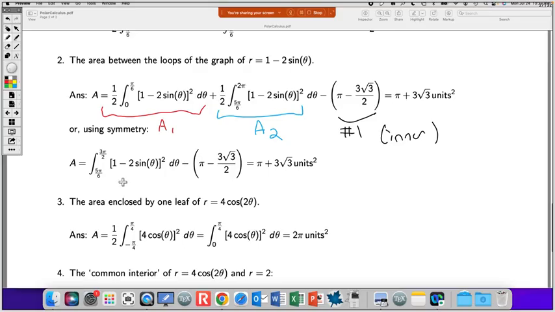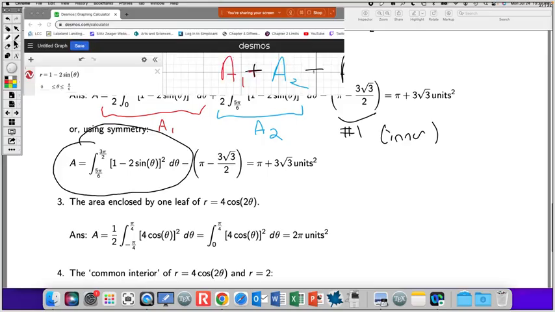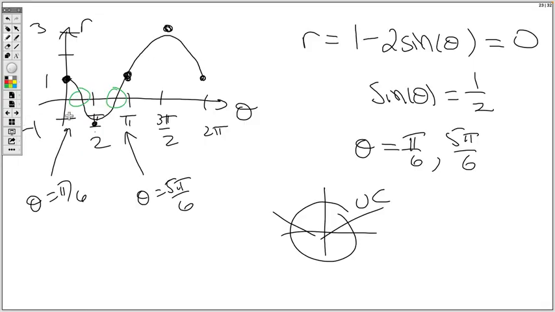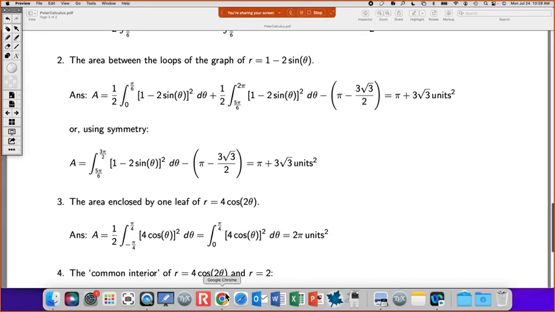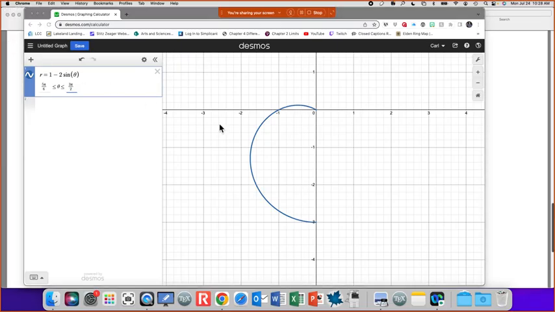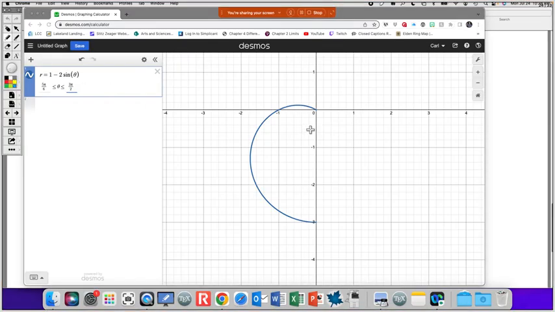Now, let's see how we can use symmetry. So here's using symmetry, I'm just doing this. So I'm replacing A1 and A2 with this integral here. Well, the integral goes from where to where, folks? 5 pi over 6 to 3 pi over 2. So what's happening? If I look at my graph, look at what's going on there. You follow? That's sweeping out exactly half of the outer loop.